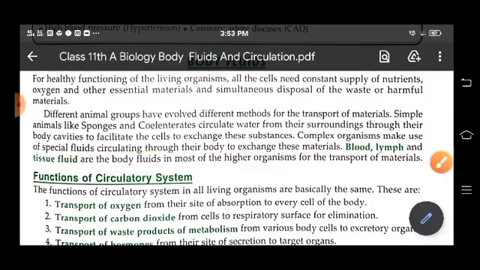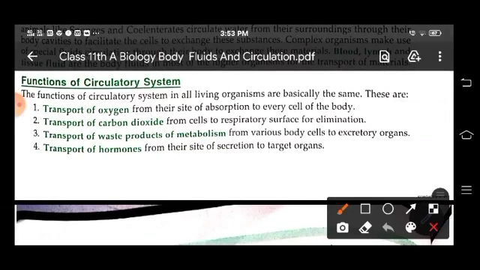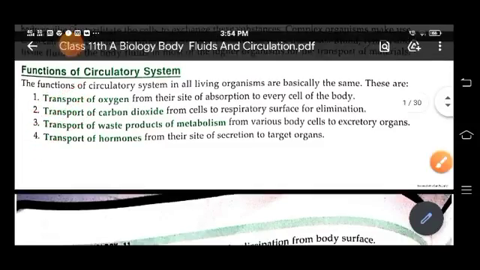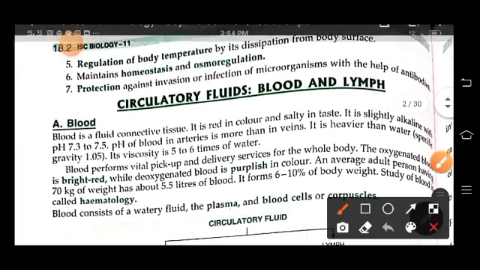So what is the function of the circulatory system? Basically, it functions as transport of oxygen, transport of carbon dioxide, transport of waste products of metabolism, transport of hormones, regulation of body temperature, maintenance of homeostasis and osmoregulation, and protection against invasion or infection. So let's come to circulatory fluids, blood and lymph.